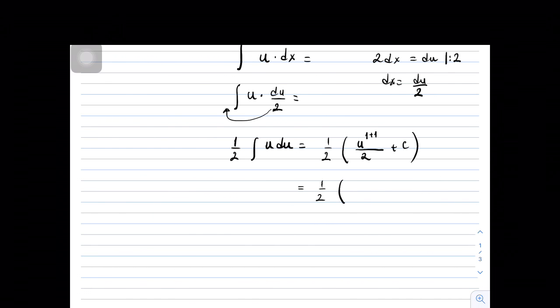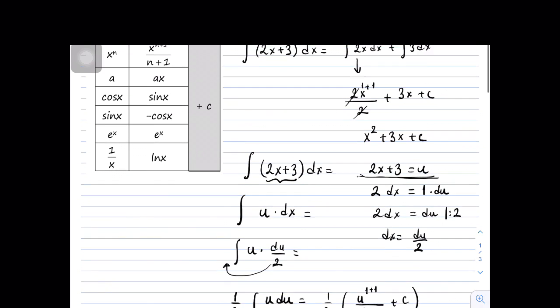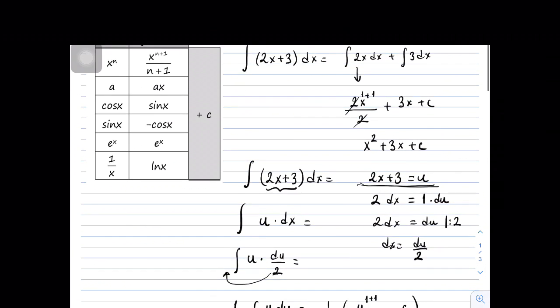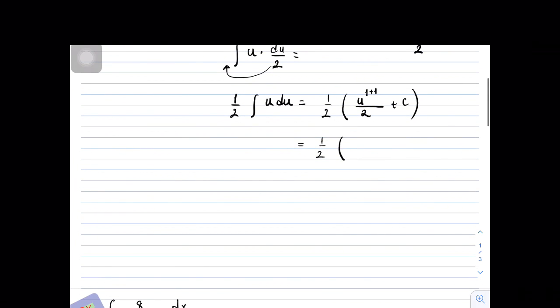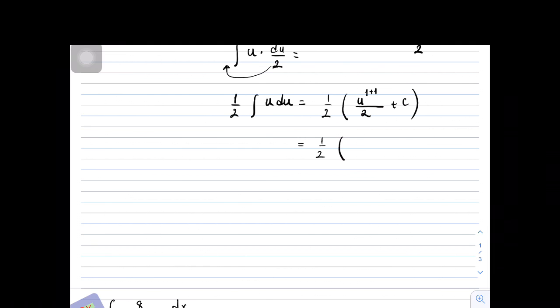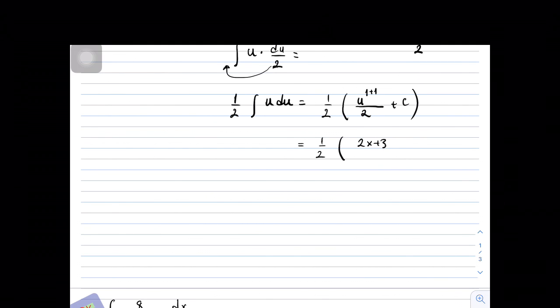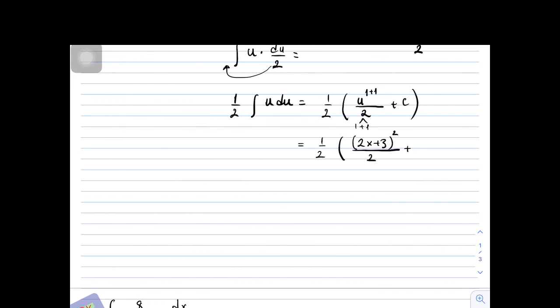What is our u now? What is our substitution? We said it over here. So u is equal to 2x plus 3, right? Okay. And then instead of u, I'm going to write down 2x plus 3. So 1 plus 1 is squared. It's over here. So this is also 1 plus 1, right? 1 plus 1. This is 2 plus c.